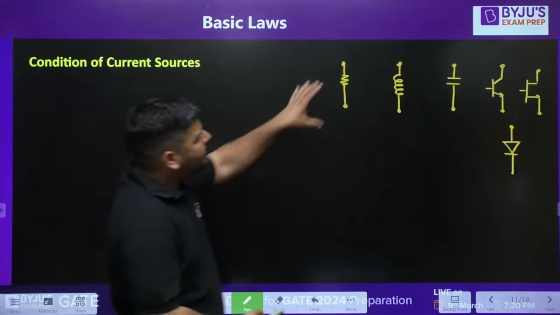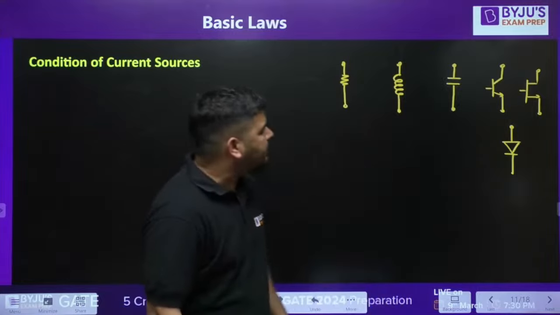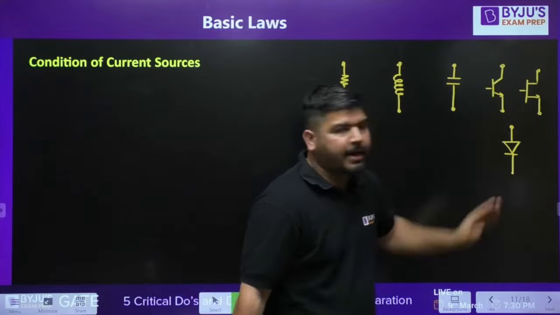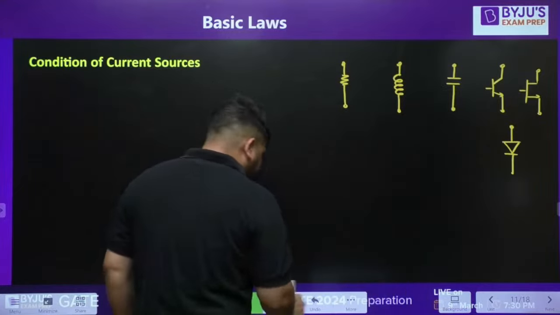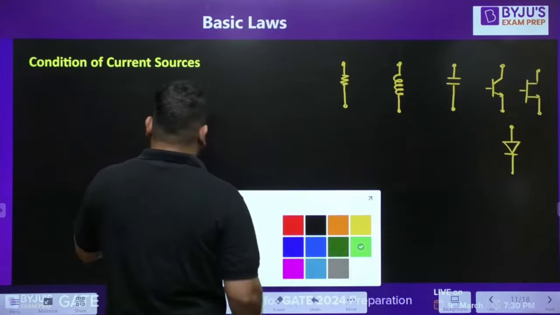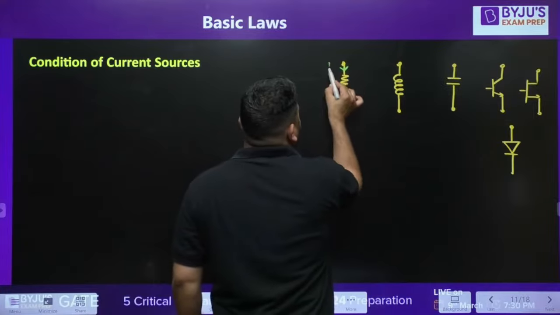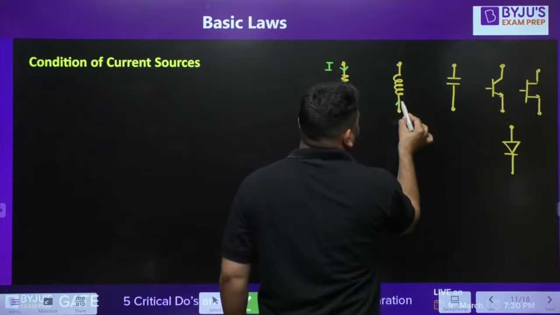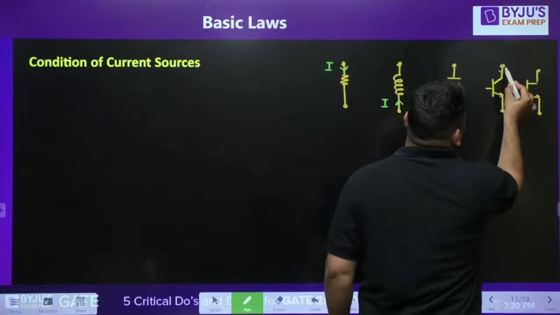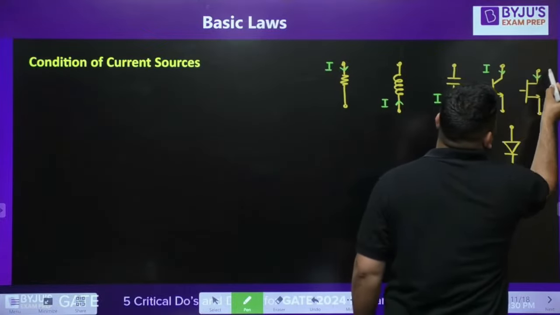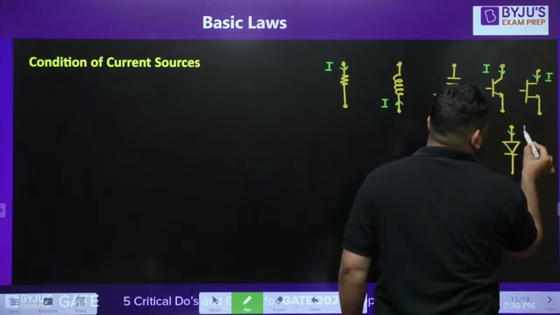Let's say there are some elements like resistance, inductance, capacitance, BJT, MOSFET, diode, whatever the element is. If the current direction is shown to you, let's say this is the current direction I. Here the current direction is like this. Here the current direction is like this. And here the current direction is like this.